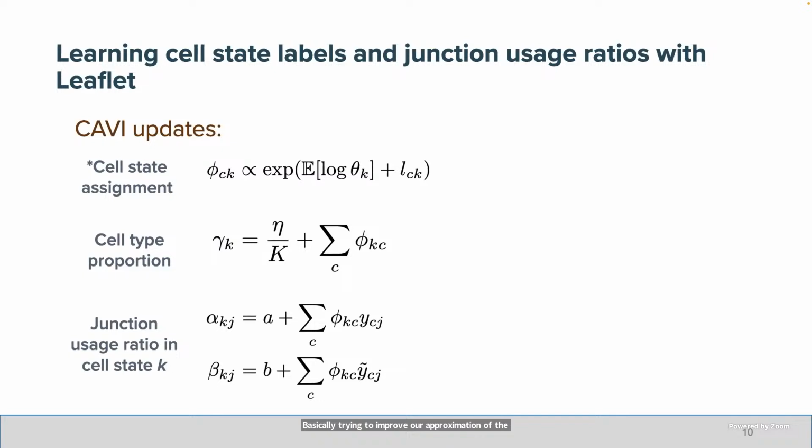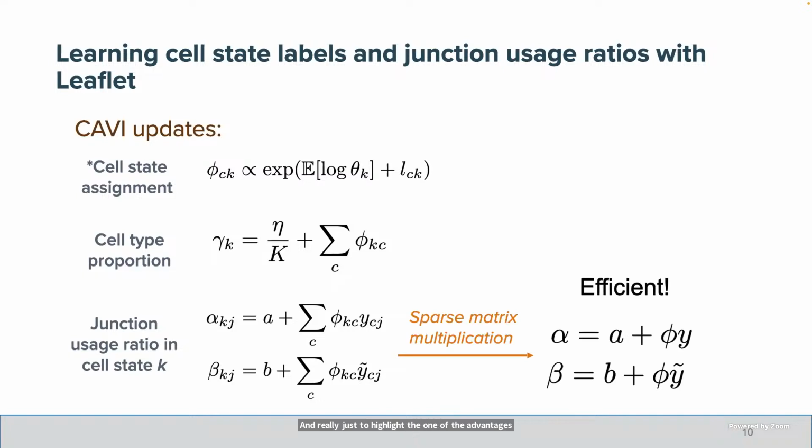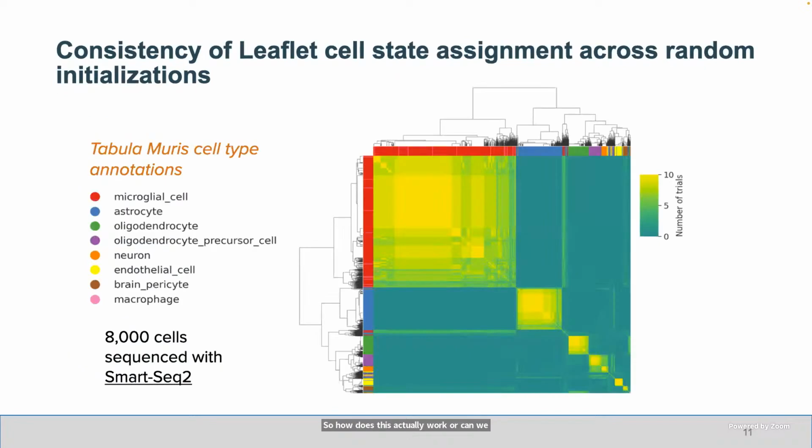I just wanted to briefly touch on what the actual CAVI updates might look like, and to highlight that one of the advantages of this approach is efficiency. Because we're dealing with single cell data, it is very sparse, so we can make use of sparse matrix multiplication that helps us significantly speed up the inference. The updates themselves are also quite simple and straightforward, which makes our model easy to implement and efficient. So how does this actually work? Can we rely on these random initializations for the parameters?